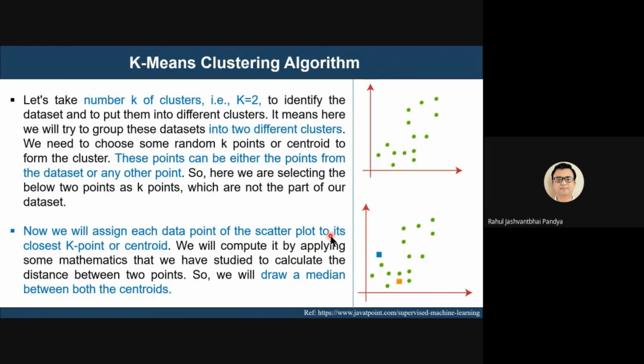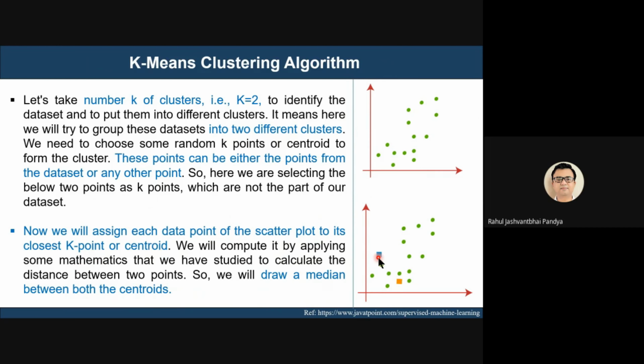How it works: let's take k equals 2 initially. I'm not saying k equals 2 is right for this particular data set. If I take k equals 2 to identify the data set and put it into different clusters, it means we will try to group the data into two different clusters. You can see this is kind of a boundary, with major strength here and here. These points can be either points from the data set or any other points. Now what we are going to do is assign each data point of the cluster plot to the closest k point, or centroid.